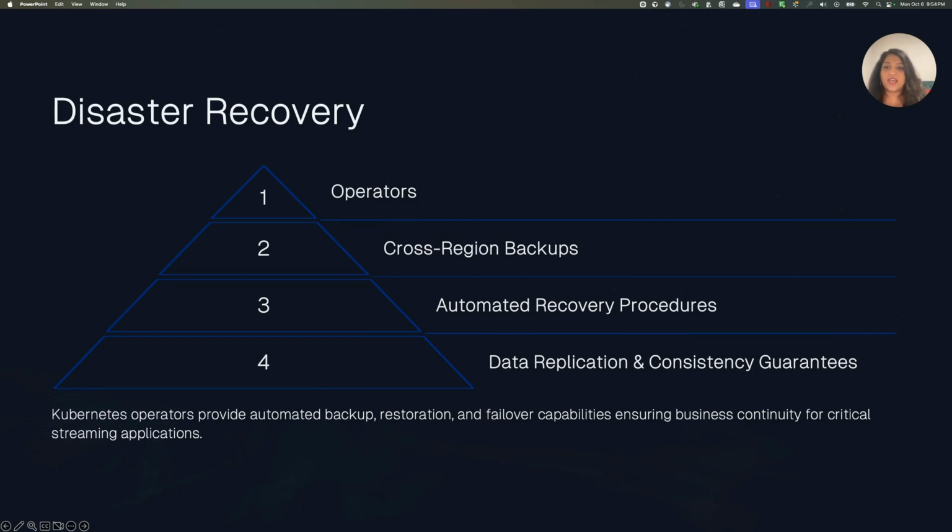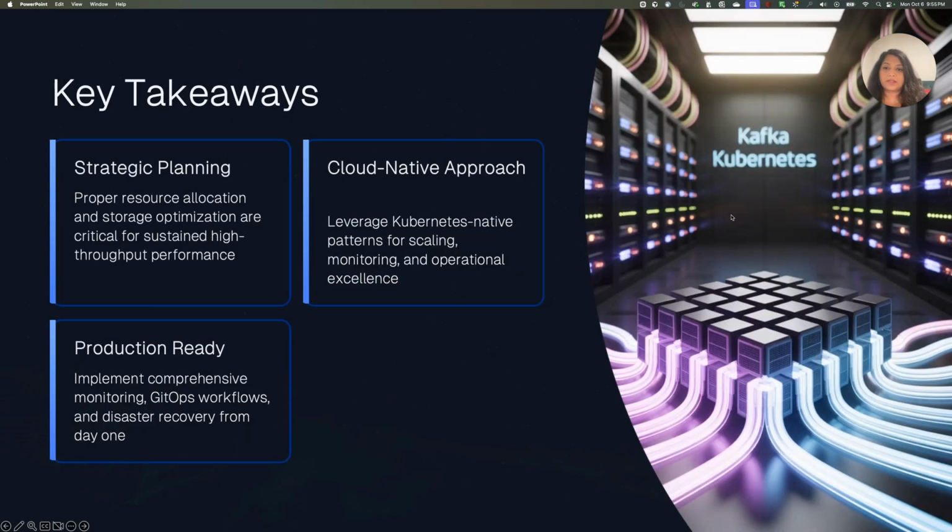Data replication and consistency guarantees ensure that failing over to a backup cluster doesn't result in data loss or duplication. This requires careful configuration of replication factors and acknowledgement settings. Together, these capabilities ensure business continuity for critical streaming applications.